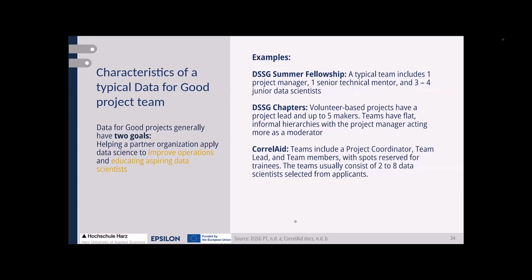Besides the university, we have the Data Science for Social Good chapters and CorrelAid, those initiatives. And here we have different statistics, but generally, both of them are comparable. Normally, you also have a project lead who is in touch with the organization, and you have a team comprising between 2 and 8 data scientists, or in the DSSG chapters, on average 5. Normally, the hierarchies are kind of flat, and the background of those data scientists is kind of different.